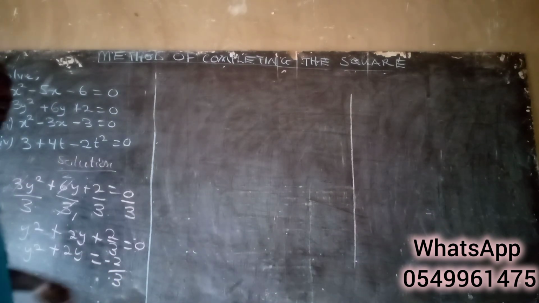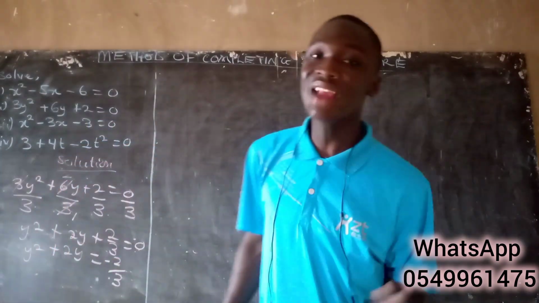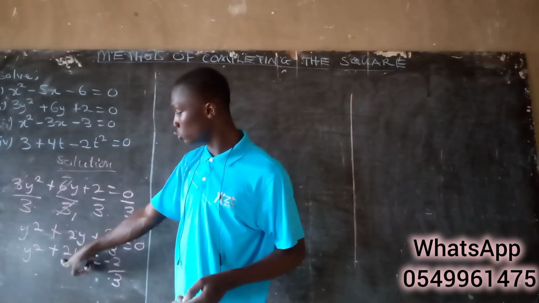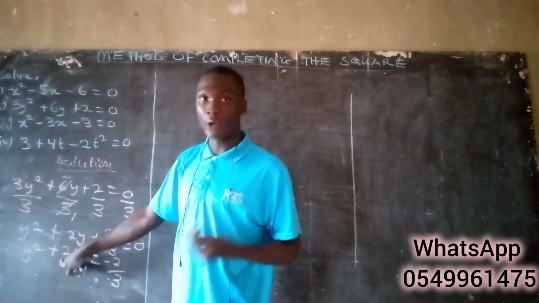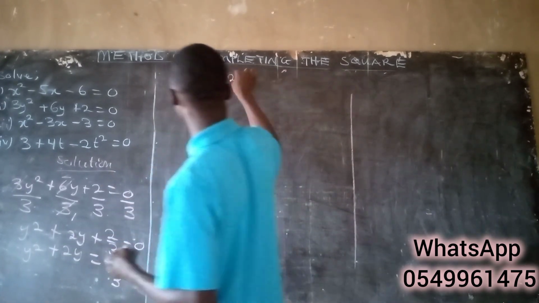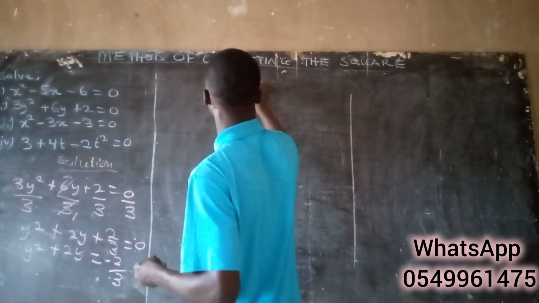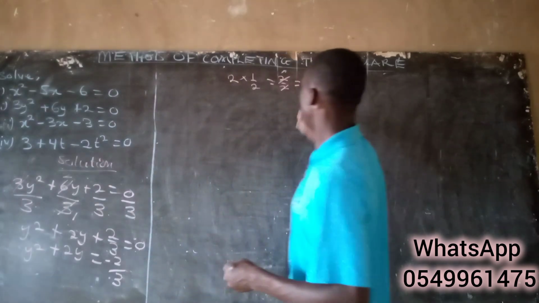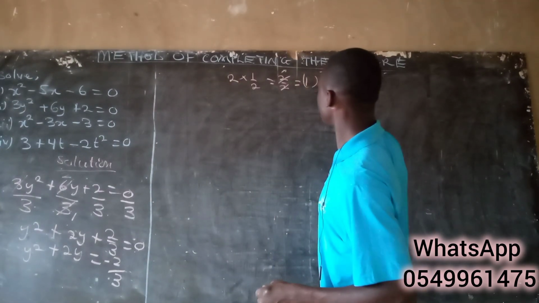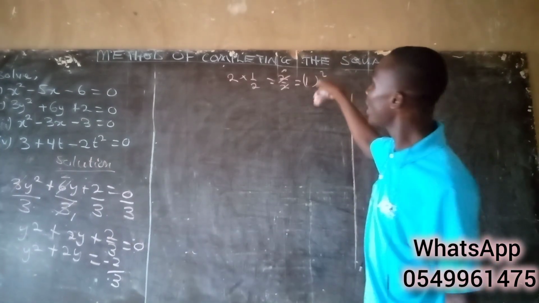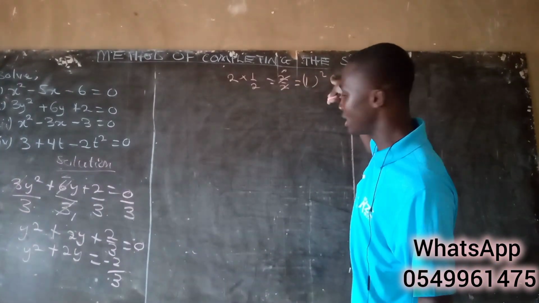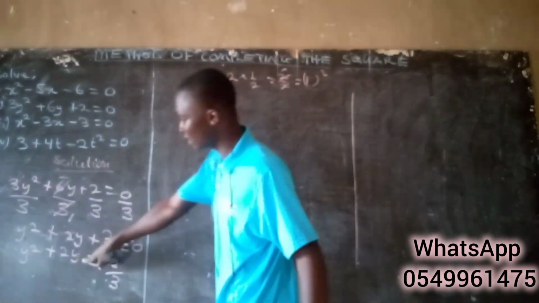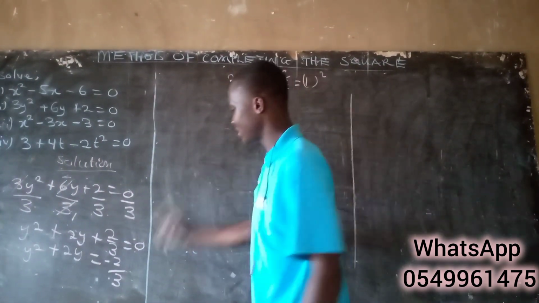Now what you do next is that you write the coefficient of y. So y is here, so it's 2. 2 is the coefficient of y. Multiply this 2 by half. It gives 2 over 2, this is 1. Then this one, square it. Square the 1. Then you add this 1 squared to both sides of the equation.